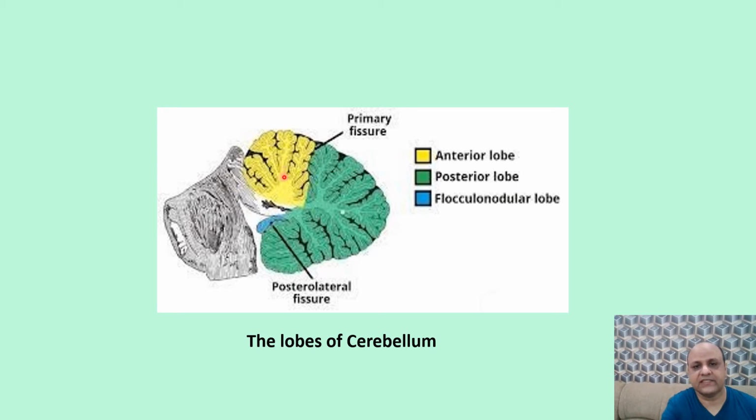So this yellow portion is the anterior lobe, this green portion is the middle lobe, while this blue portion is the flocculonodular lobe, which is separated from the posterior lobe by the posterolateral fissure. So the lobes of cerebellum, remember, anatomically are anterior, middle and posterior, with the fissura prima separating the anterior and middle lobes and the posterolateral fissure separating the middle and flocculonodular lobe. This is the pons and this here is the medulla. So this is the cavity of the fourth ventricle.